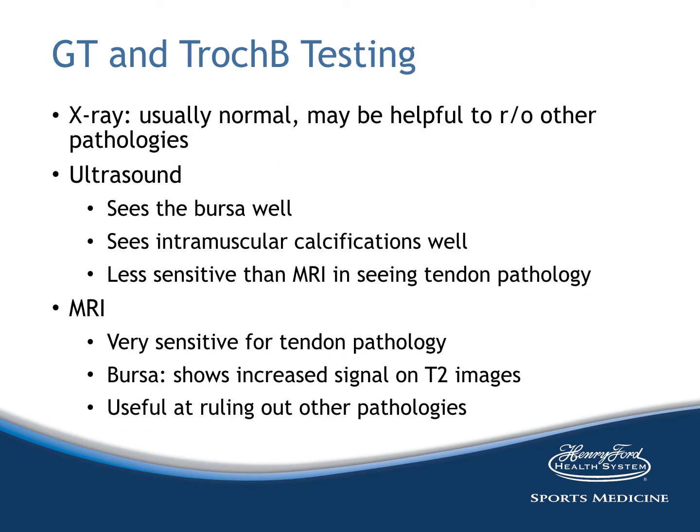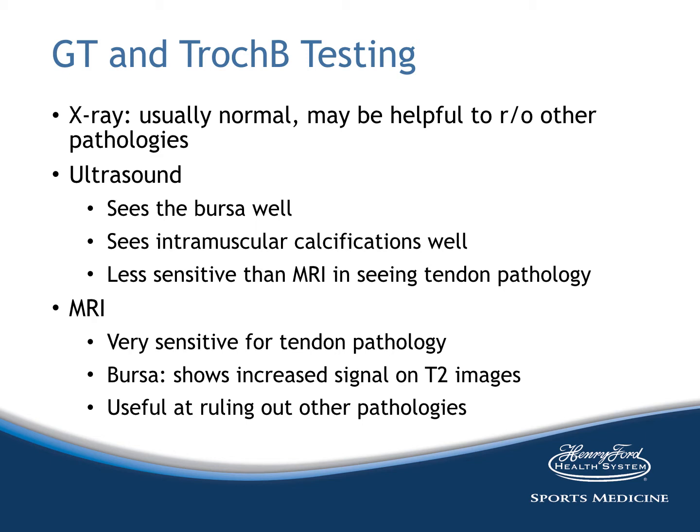X-rays are usually normal, but it can be helpful to rule out other pathologies, as we've discussed before. Ultrasound sees the bursa well and sees intramuscular calcifications well, but it's less sensitive than MRI at seeing tendon pathology. MRI is very sensitive for tendon pathology. It will show increased signal on T2 images in the bursa, and it's useful at ruling out other pathologies.